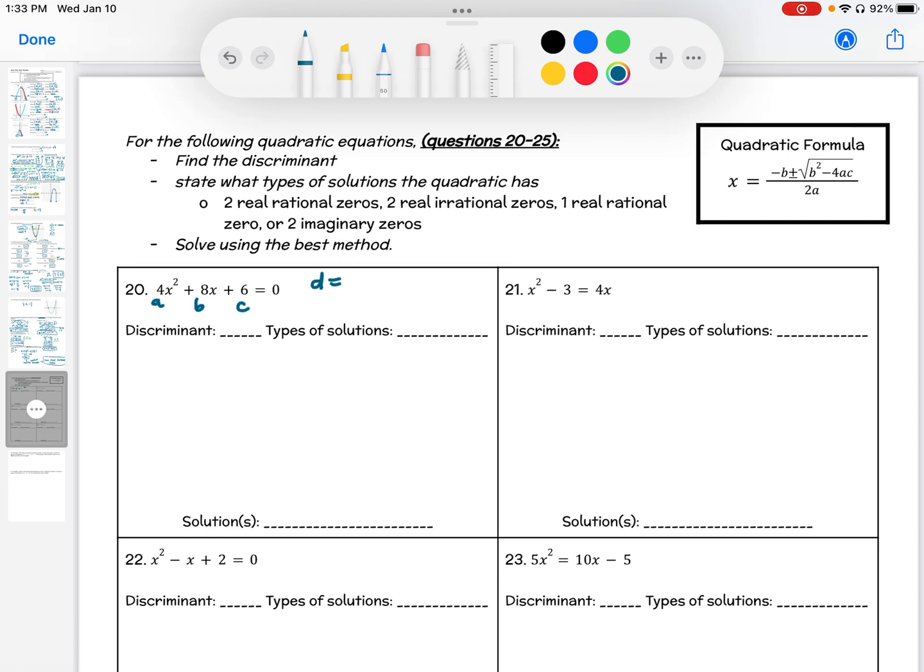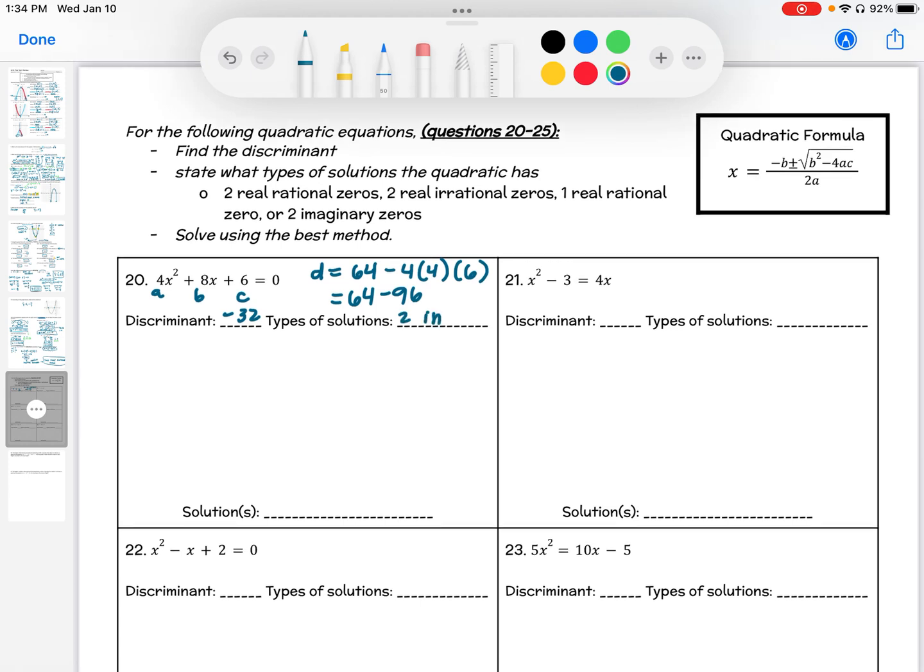So B squared would be 8 squared, which is 64, minus 4 times A times C. So that would be 64 minus 96, which would be -32. So our discriminant is -32. Now, because of the negative, that tells us that we're going to have two imaginary solutions.